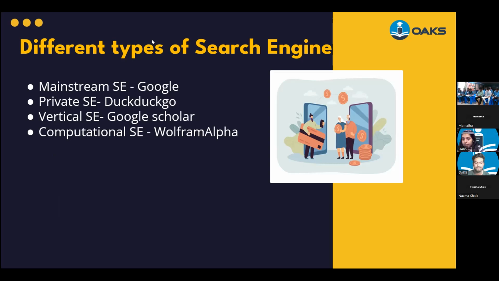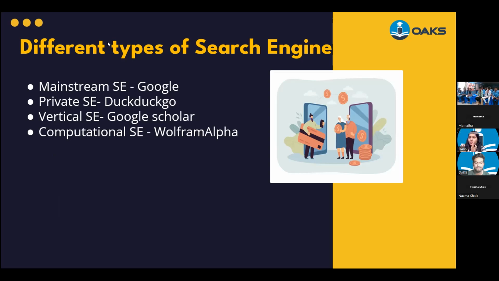Okay, coming up to vertical SE. Vertical SE means that only one particular kind of information will be provided there. Okay, Google Scholar. If you go to Google Scholar, you will notice that only books can be checked there, or other kinds of research or research books. Okay, so very much centered, only books you can see there, nothing else.